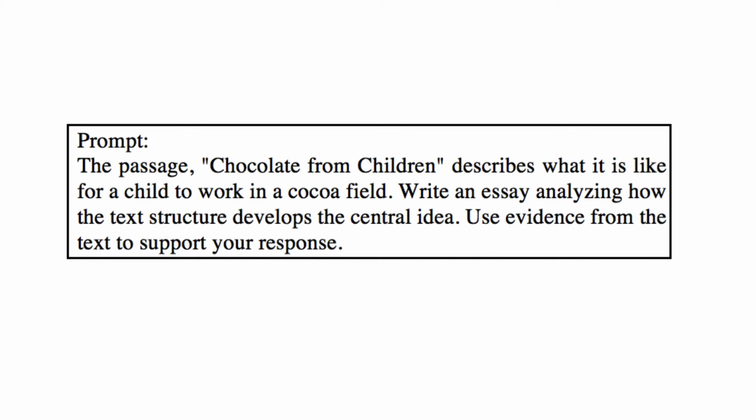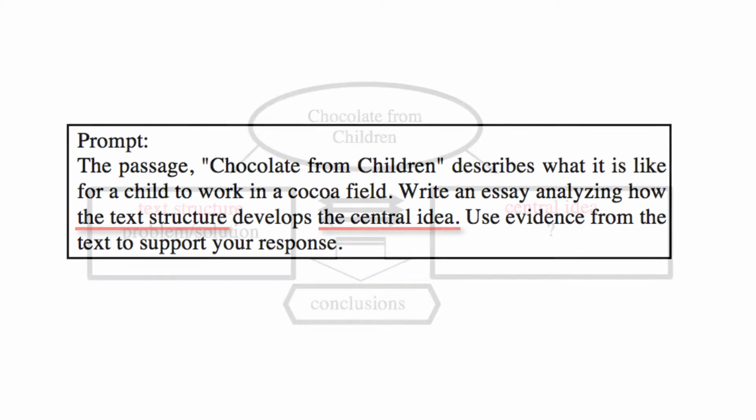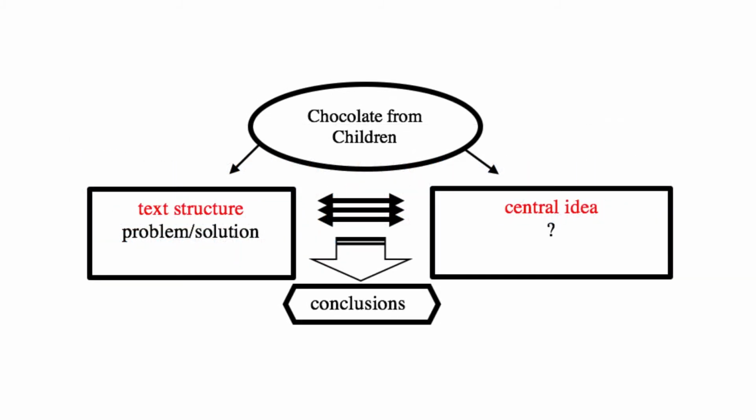The prompt identifies 2 text elements that need to be examined for their interrelationships: text structure and the central idea. It could look like this. We know we're working with a problem and solution text structure, so we'll put that in right now, but we'll have to identify the central idea as we read.